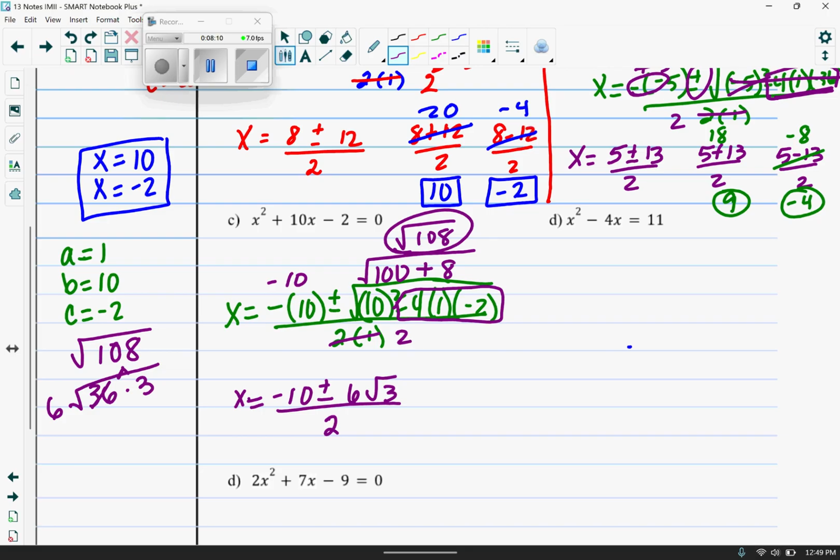Now you can rewrite it separately if you'd like to simplify, because basically this 2 is your common denominator. So you can either write it out as negative 10 over 2 plus or minus 6 radical 3 over 2, common denominator wise, and then reduce. When you reduce this, you're going to have negative 5 plus or minus, and then 2 goes into 6 3 times. So your answer is going to be negative 5 plus or minus 3 radical 3.